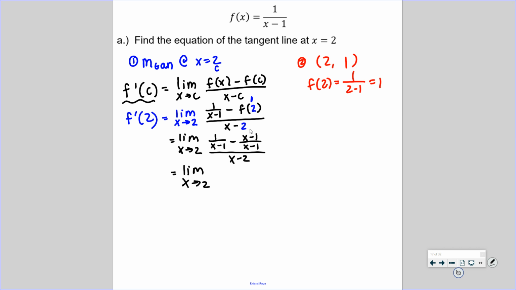So then my numerator, so I have common denominators, so I just rewrote 1 as x minus 1 over x minus 1. I have 1 minus x plus 1. So those 1's end up canceling out. So you're going to have 1 plus 1. So I have a negative x over x minus 1 all over x minus 2. Oh, no, those 1's don't cancel out. We get plus 2. 1 plus 1.